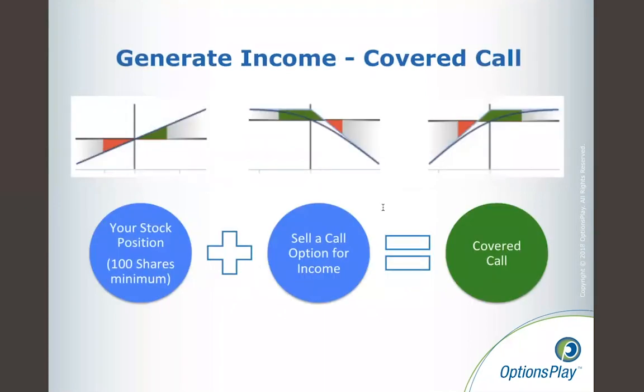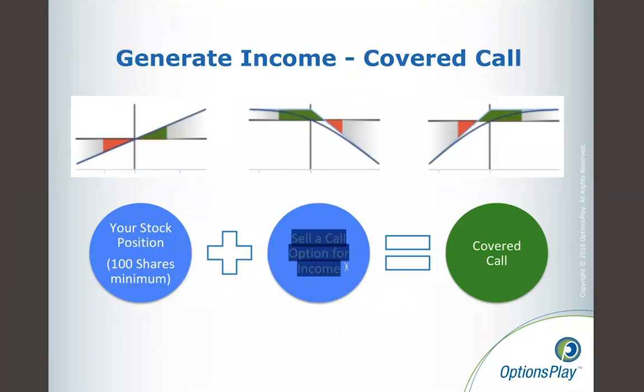So just to reiterate, selling a covered call is taking your existing stock position, at least 100 shares of, meaning each option contract is always going to be for 100 shares. So if you have some stock that's not 100 shares, this is not a strategy you can trade. But any position that you have at least 100 shares of, you can sell a covered call against that.